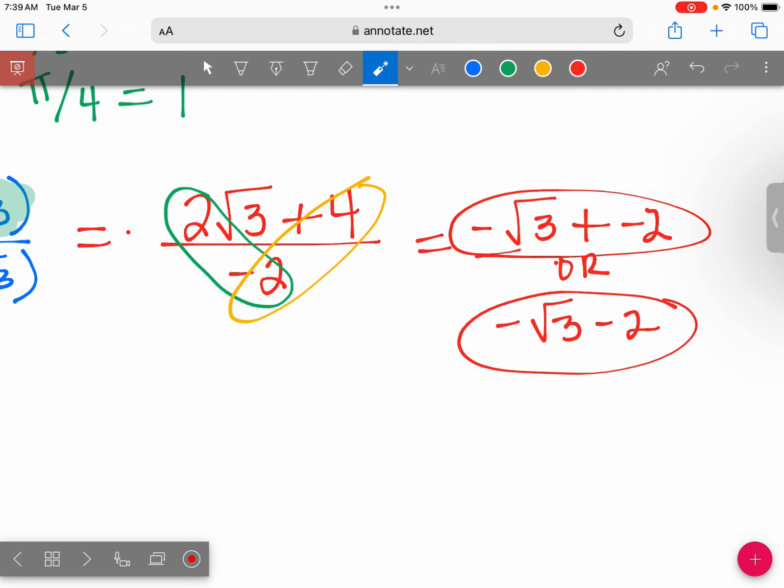All right, so now we see why tangent brings the drama, right? It's a whole lot of work. So let's do one more.